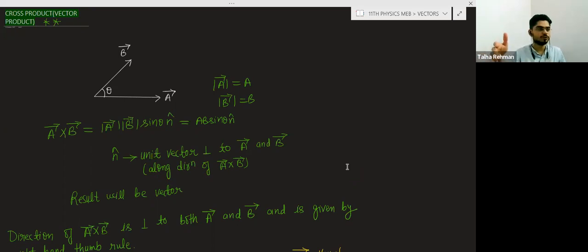Before rotational motion, chapters like kinematics, Newton's laws of motion, work, power, and energy should be clear. Otherwise, you will not get rotational motion. All the concepts of linear motion will be applied to rotational motion.